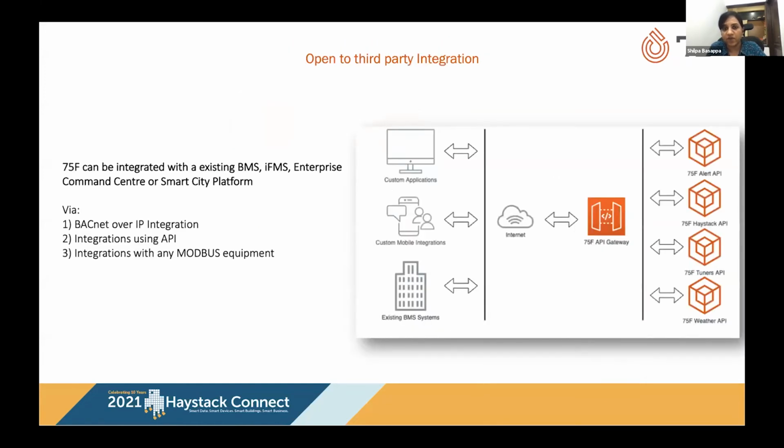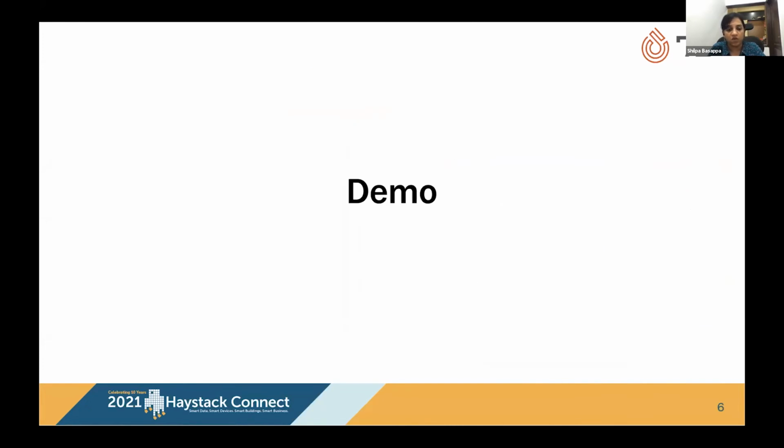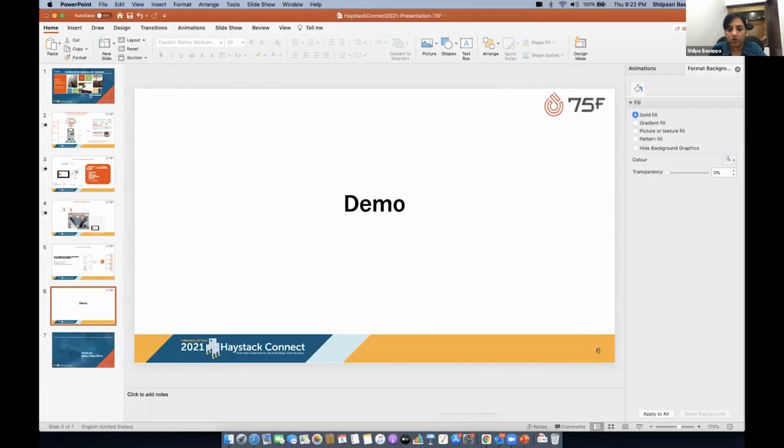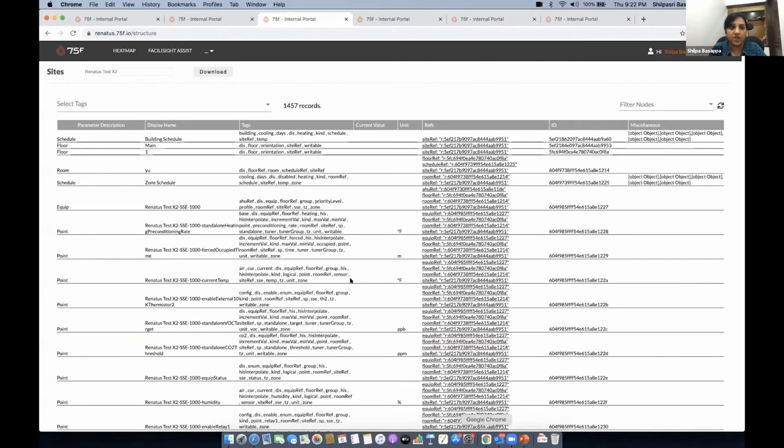So we at 75 are open to all third-party integrations. When I say that, what I mean is that we can be integrated with any existing BMS, IFMS, any enterprise command centers, or any smart city platforms, all via Bacnet over IP integration, integrations using any APIs, and integrations with any BMS Modbus equipment. Now for the demo part, I'm going to show you the real deployment that has happened in some of our sites and how our data tagging and modeling is.